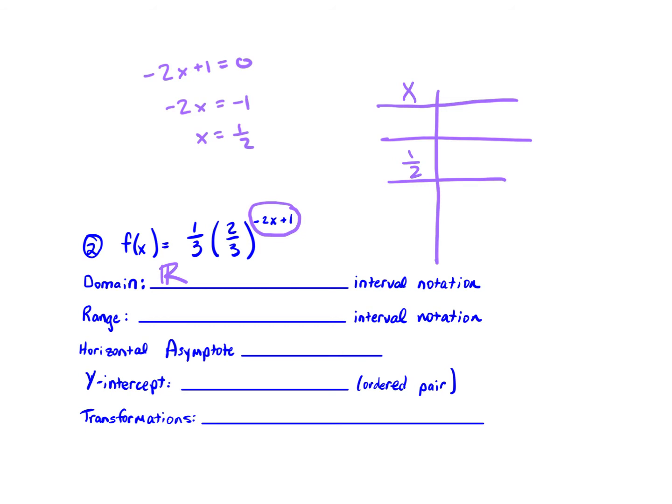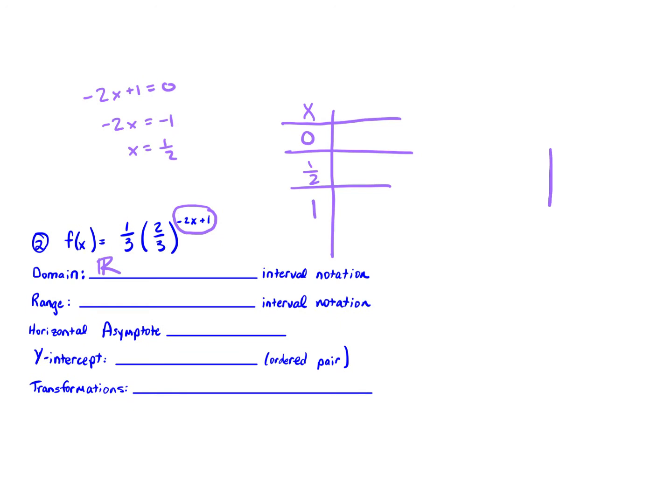What's a number smaller than 1/2? 0. And a number bigger than 1/2? 1. If you wanted to plug in more numbers than that, that's totally fine. Plugging it in just helps you get the shape. So this graph could look like this, or it could look like this.